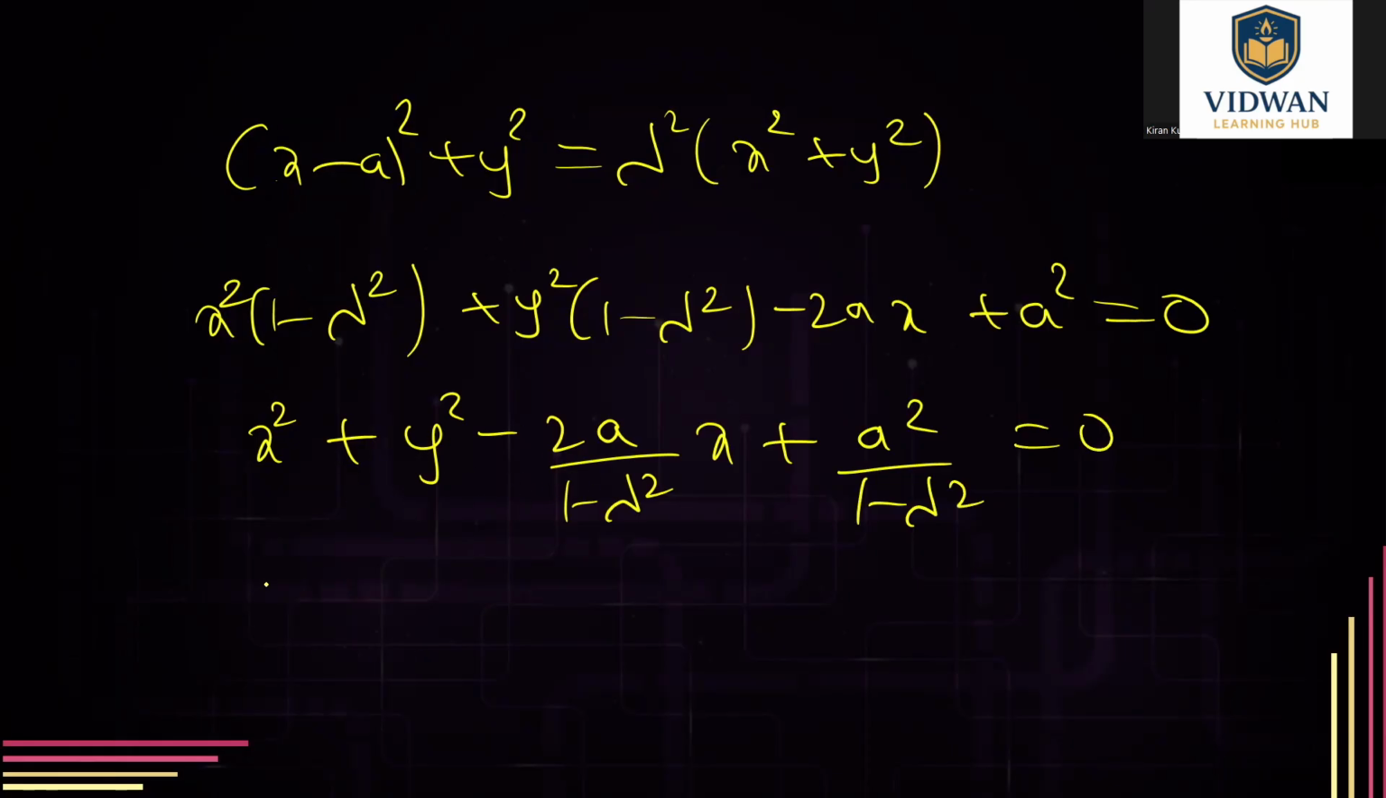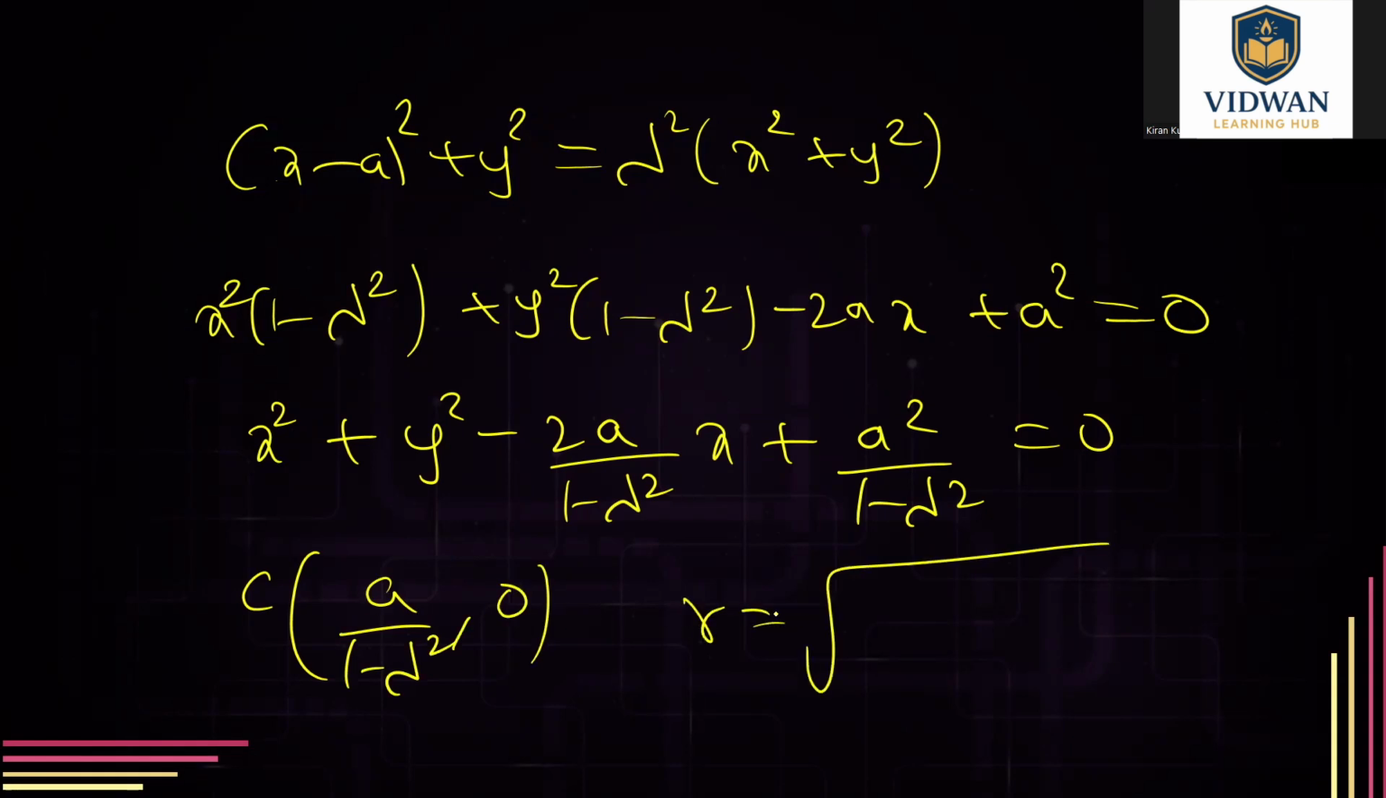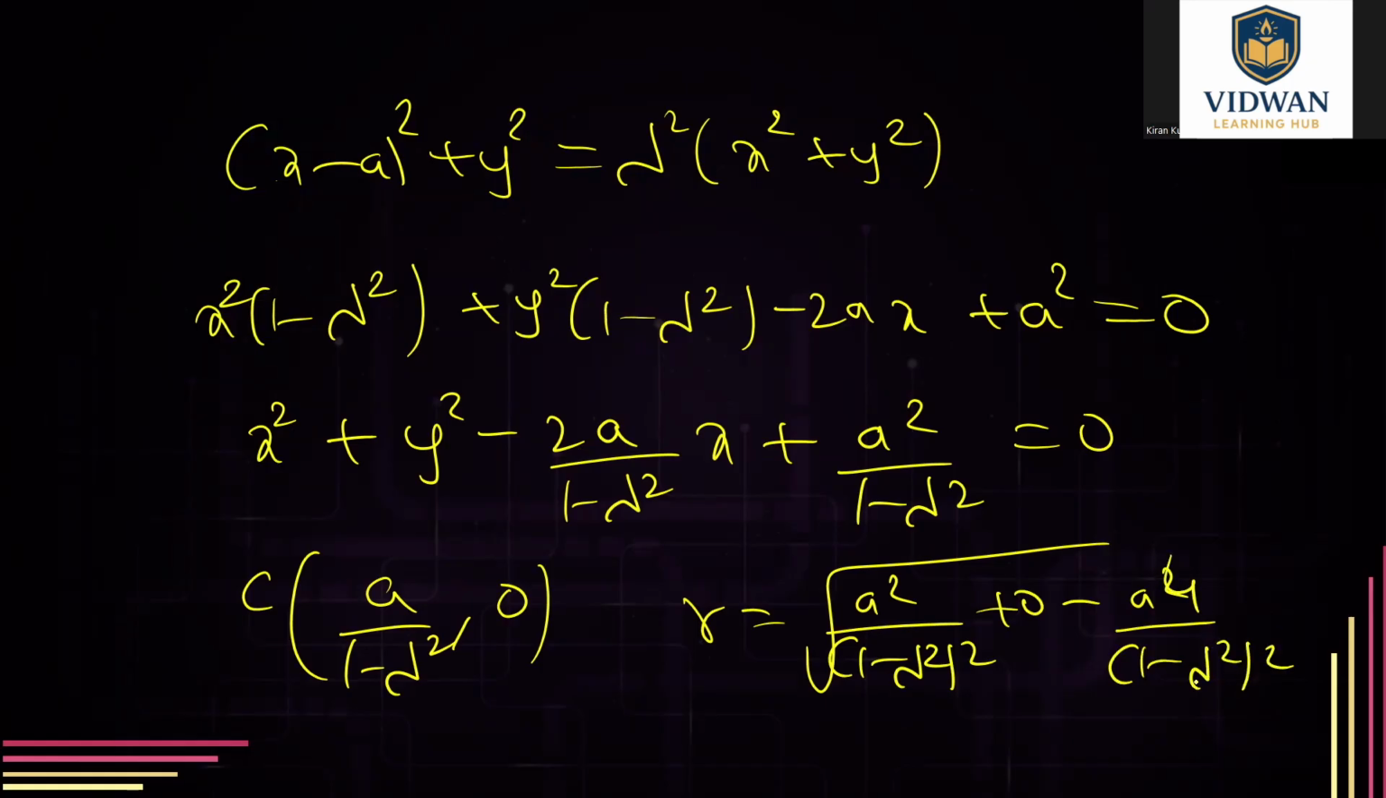How will you write the center of the circle? Minus g, minus f. What is the meaning of minus g? You have to take half of the x coefficient and multiply with the minus. So if you do that, it will become a by 1 minus lambda square comma 0, because the y term is not there. This is the center. Radius is root of g square. G square means a square by 1 minus lambda square whole square, plus f square, which is 0, minus c square, which is a square by 1 minus lambda square whole square. This is a power 4, sorry. So simplify this to get the radius.